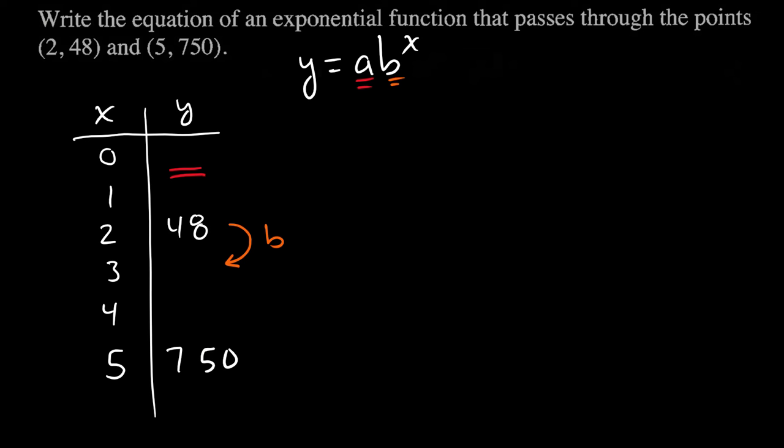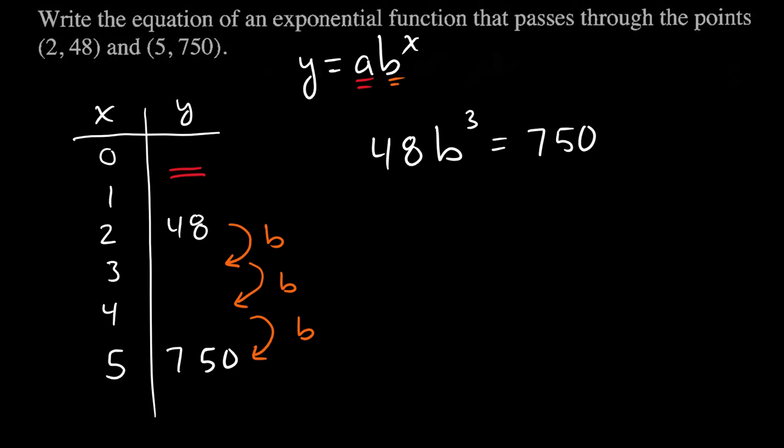So if I took 48 and multiplied by b, I would be at my 3rd term, or the output when x is 3. If I multiplied by my multiplier again, I would be where x is 4. And if I multiply by b again, I'd be where x is 5. So this insight lets me make this profound statement. If I take the number 48 and multiply by 3 factors of b, by b cubed, I get the number 750. Which is a great way to start here.